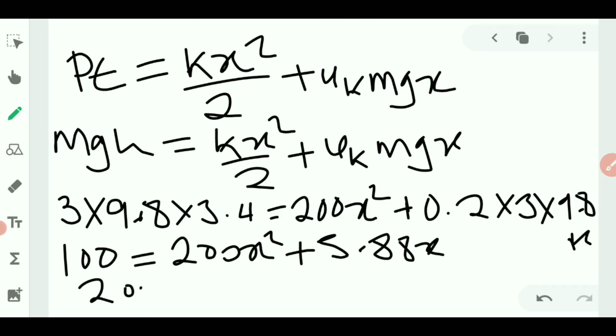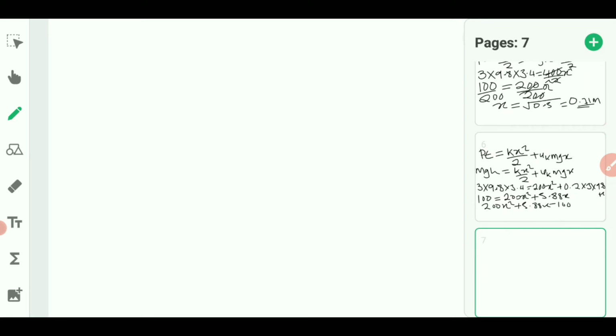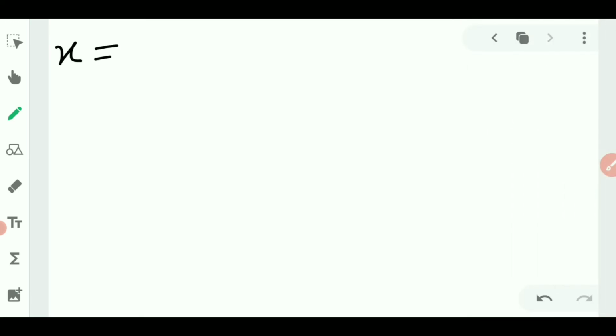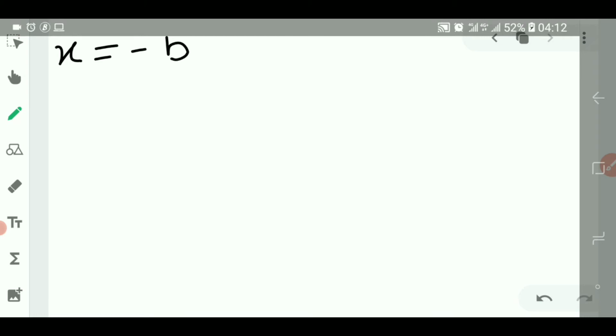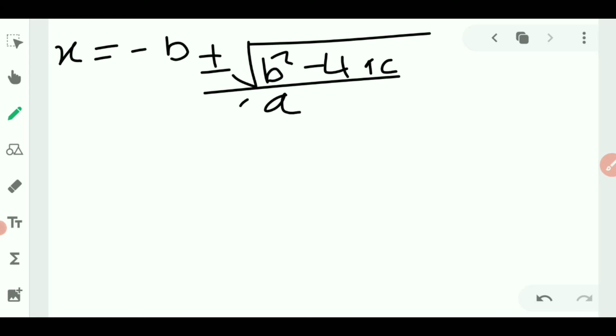So this is a quadratic equation, and we can put it in order. So we have 200x squared plus 5.88x minus 100. Now we solve for x, and we'll do that by using the quadratic formula. Writing down the quadratic formula, this will be negative b plus or minus the square root of b squared minus 4ac, divided by 2a.